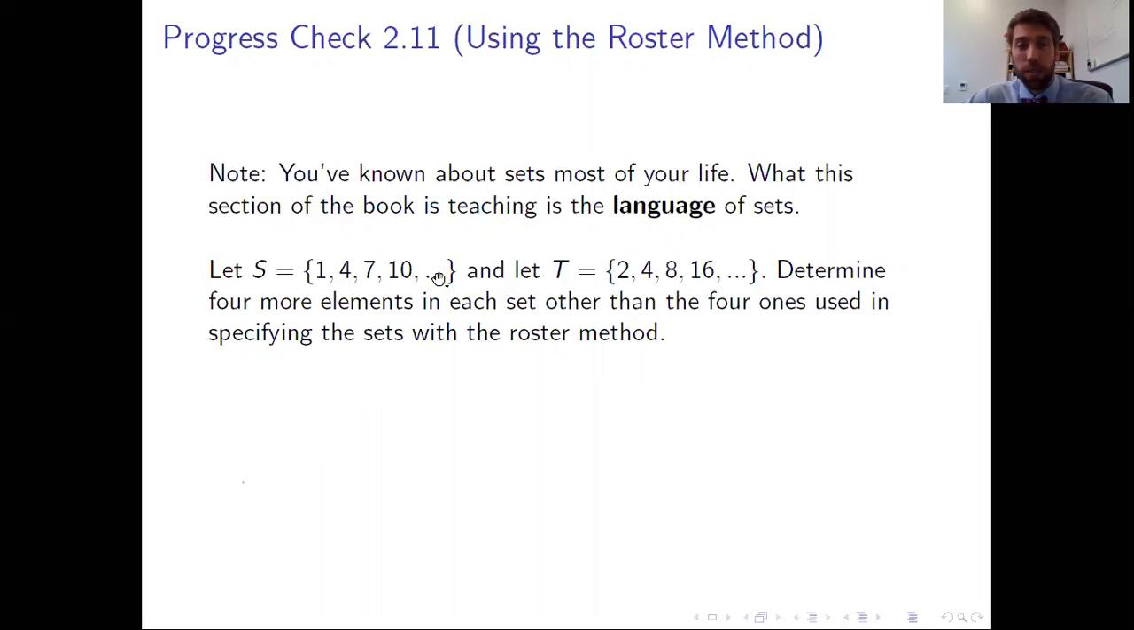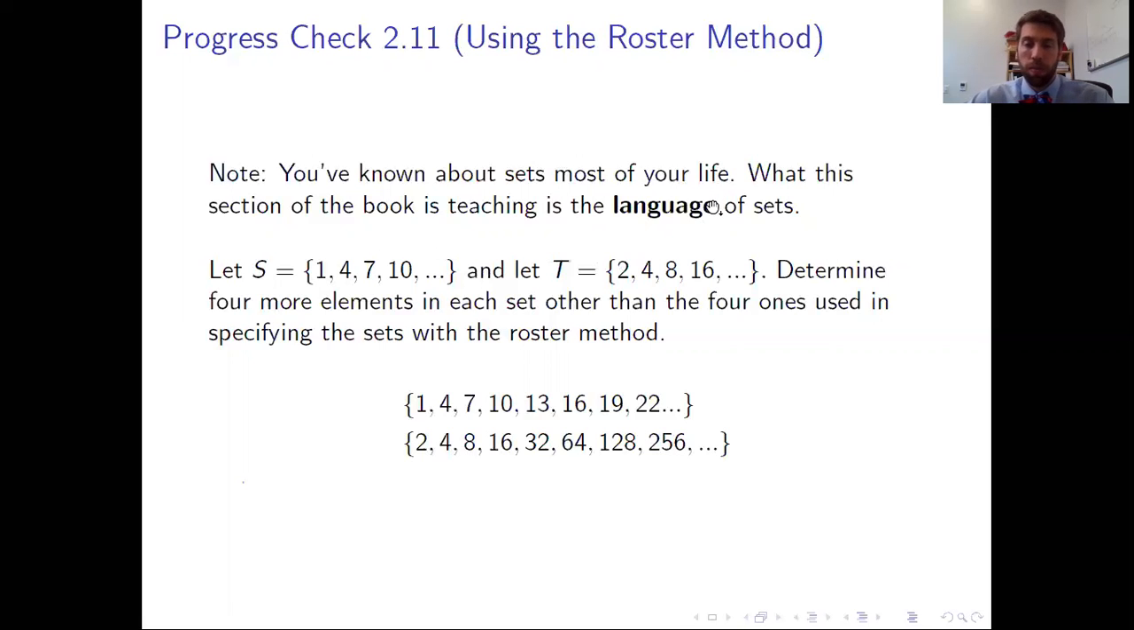We use the ellipsis whenever the pattern continues. So here, what's the pattern in S? Everything's going up by 3. So the next numbers will be 13 and 16 and 19 and 22. And then what's the pattern in T? Well, it's doubling. So then you're going 32, 64, 128, 256, and so on and so forth. So there's 4 more numbers added.